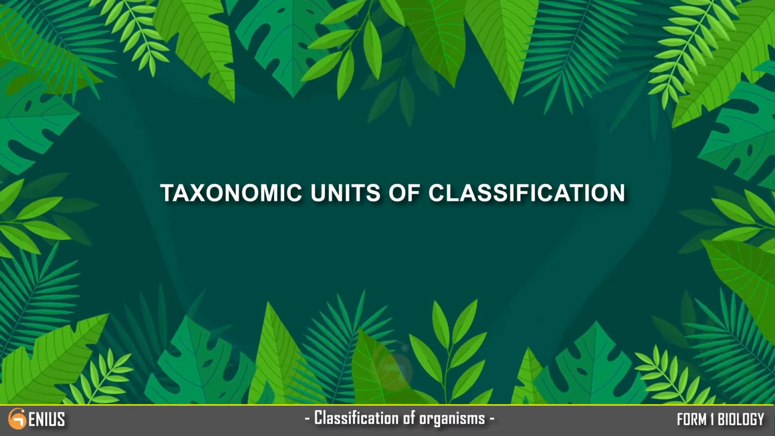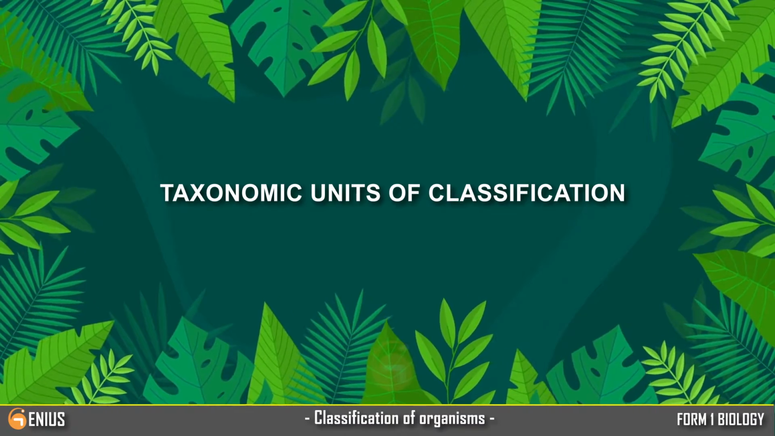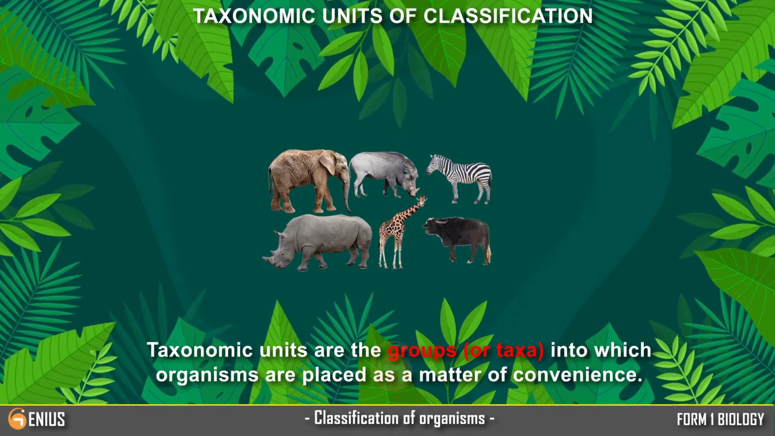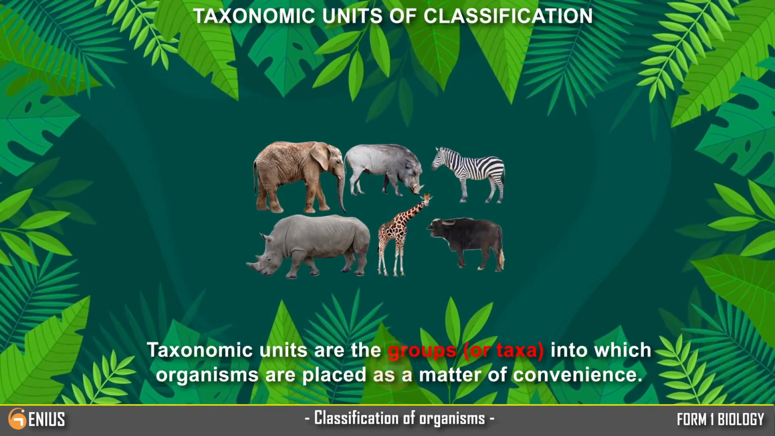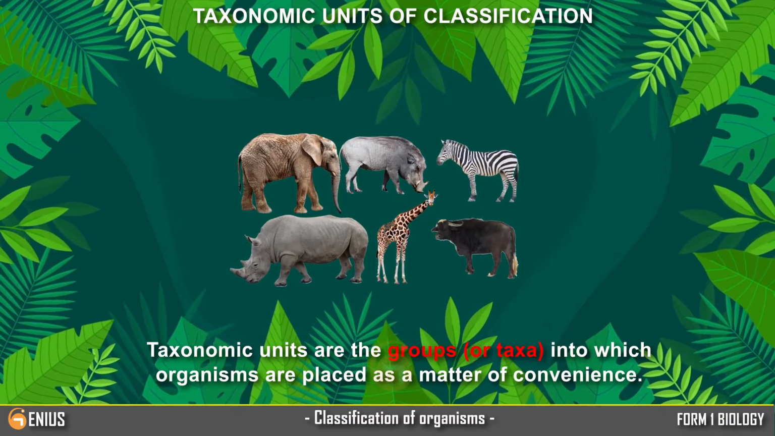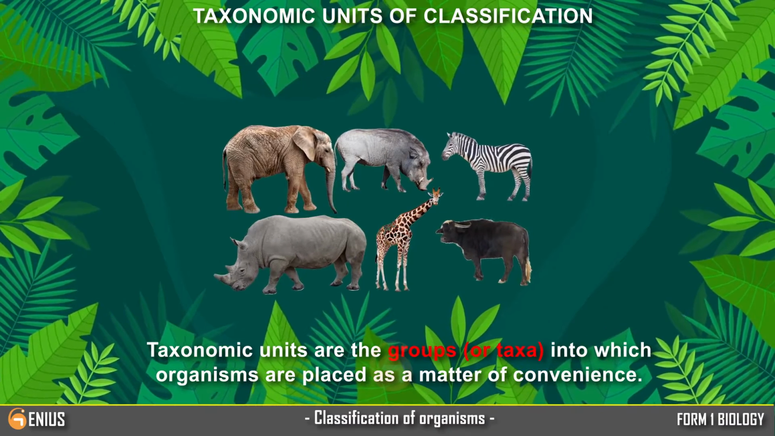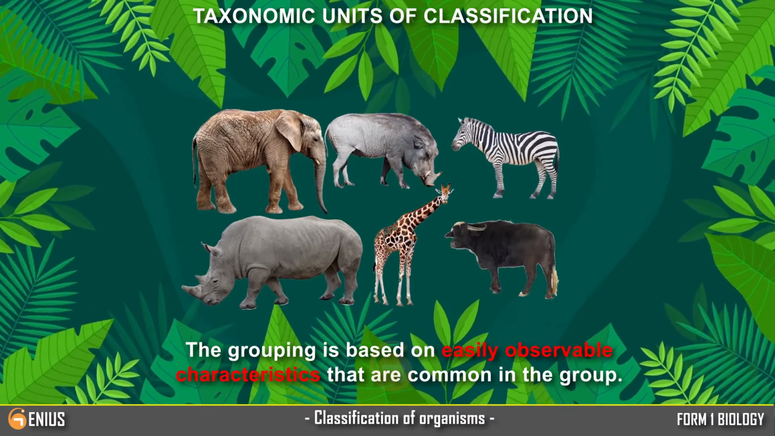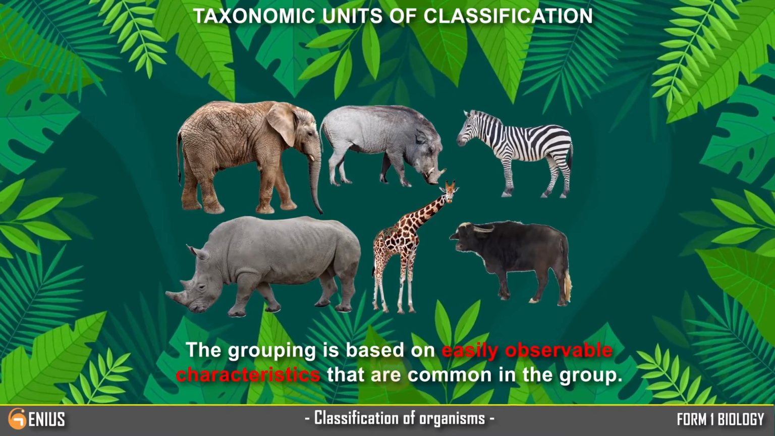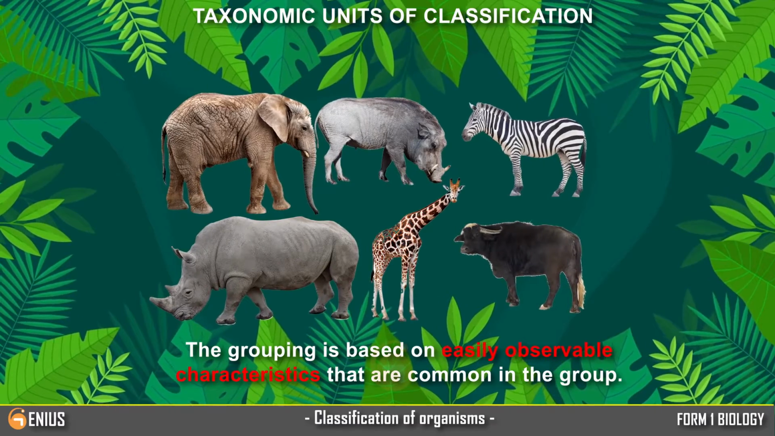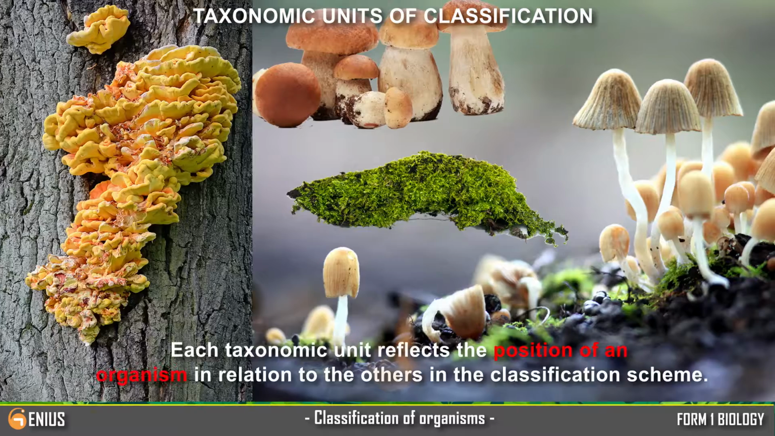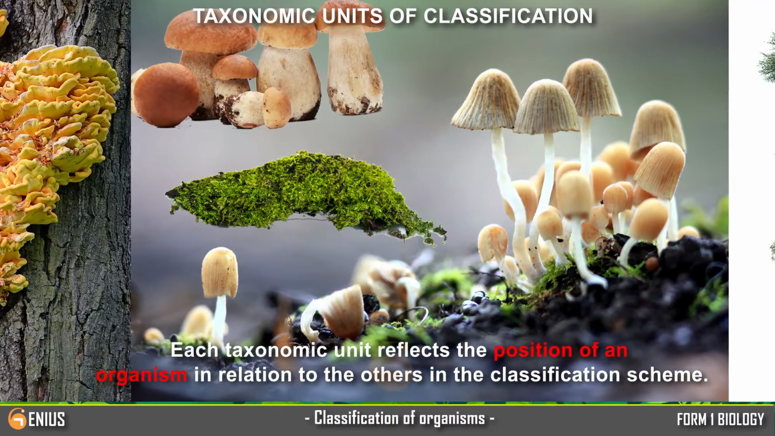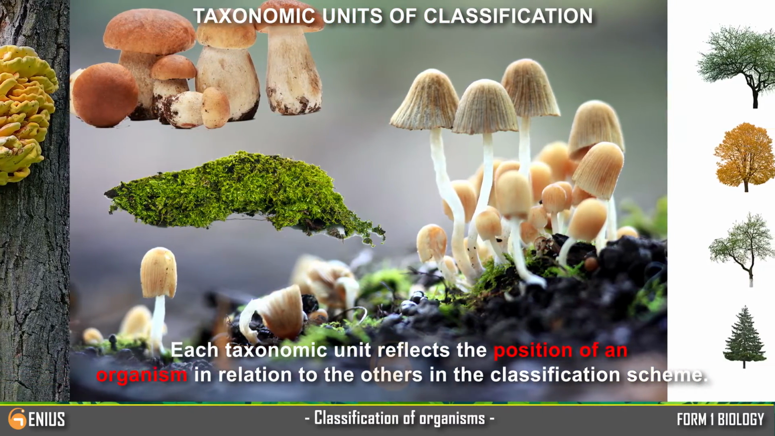Taxonomic units of classification. Taxonomic units are the groups, known as taxa, into which organisms are placed as a matter of convenience. The grouping is based on easily observable characteristics that are common in the group. Each taxonomic unit reflects the position of an organism in relation to the others in the classification scheme.